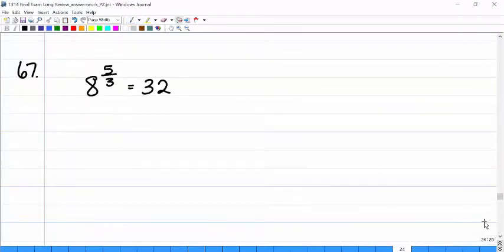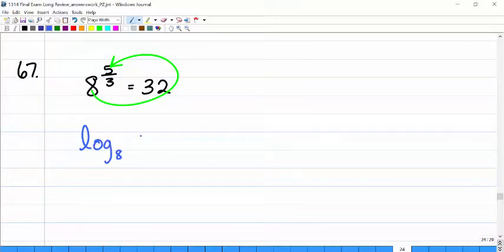Number 67 says to write the exponential equation in its equivalent logarithmic form. I have 8 to the 5/3 equals 32. To write that in logarithmic form, I want to do log base 8 of 32 is equal to 5/3.